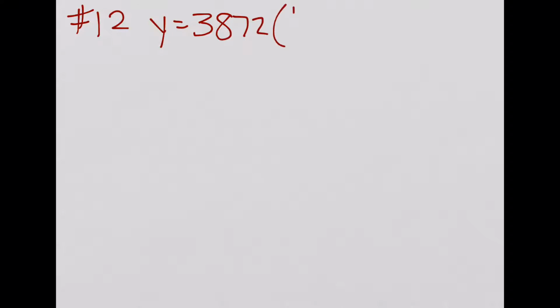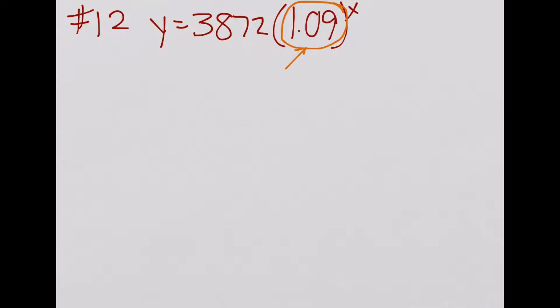Okay, number 12 on the classwork starts off with just a regular old explicit equation, and we have 1.09 to the x power. So now it says, what's the growth factor? All you have to do here is remember and recognize, oh yeah, the growth factor is the thing that lives inside the parentheses there.